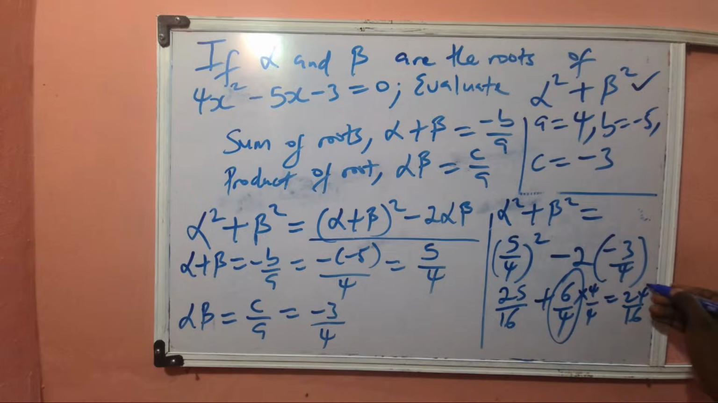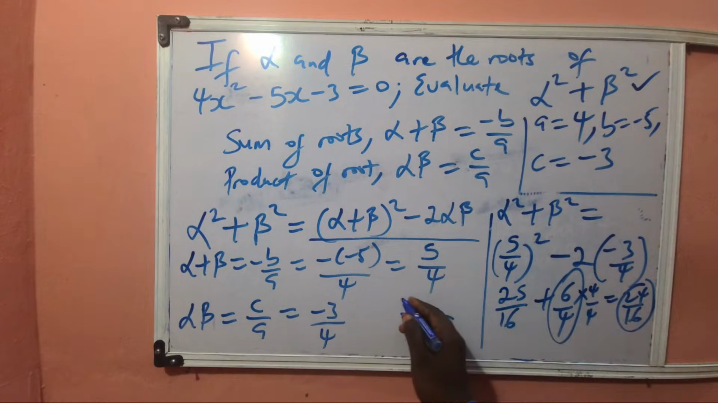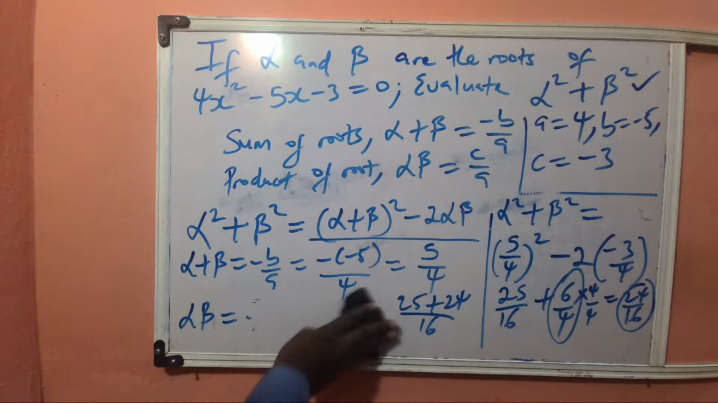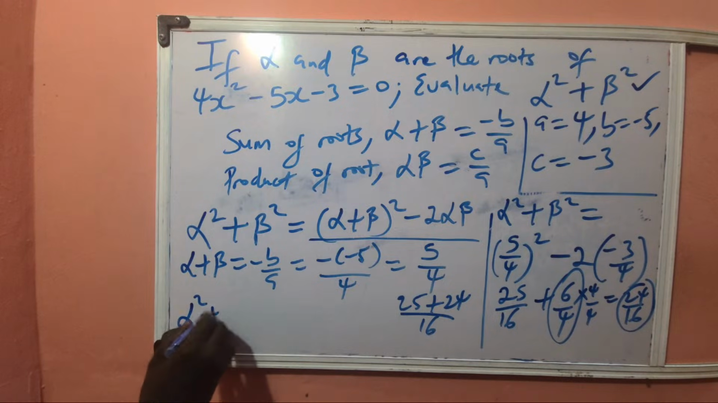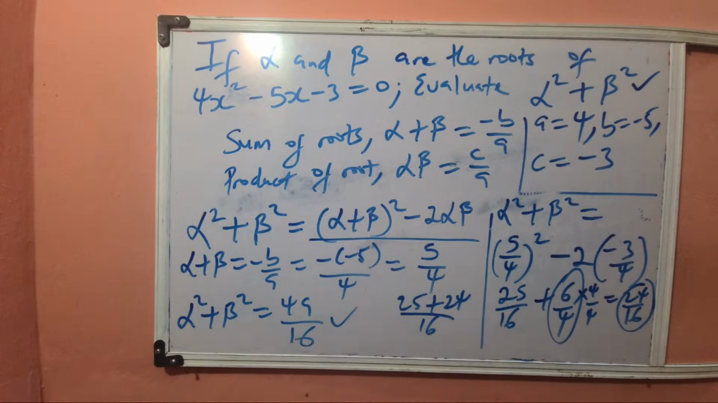I'm just re-expressing it as 24 over 16 so that I can see 16 and 16. Because when I can see 16 and 16, I can easily just say my answer is the addition of the numerators. That will be 25 plus 24 all over 16. My final answer will give me a value of 49 over 16. So that's just a very easy way of going about it without having to do a lot of long LCM. So alpha square plus beta square is equal to 49 over 16.